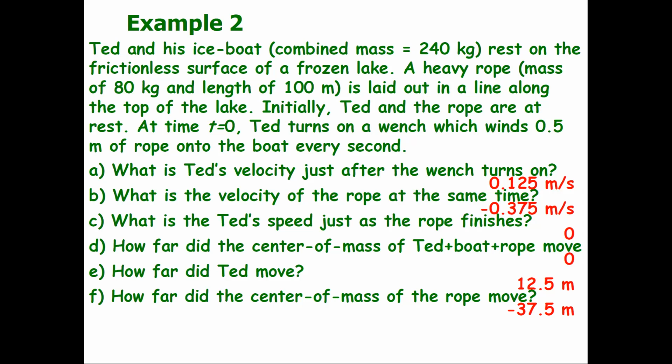So for this velocity of the rope, one thing that we need to understand is that the rope is reducing in size. That's why, first thing first, you need to understand that the velocity will have to be negative. So the moment you get the velocity of the winch, you now need to understand what the velocity of the rope is at the same time. Then we are saying what is Ted's velocity just after the winch turns on. So that is the velocity.